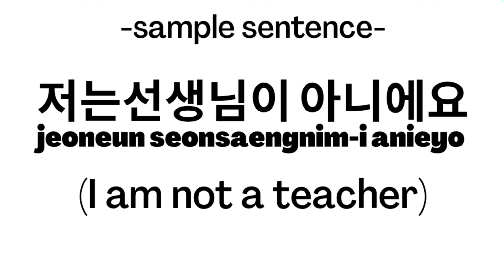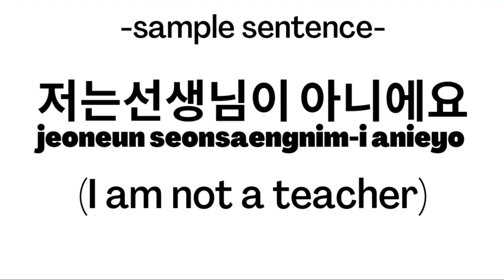So if we try to subdivide this sentence into each word, for the first word, it's 저는. It only means I am, or I am the subject of this sentence. 선생님 is the Korean term for teacher. And lastly, anieyo is our word for today, and as mentioned, this is used to say, I am not or it's not. So again, 저는 means I, 선생님 means teacher, and anieyo means it's not or I am not.